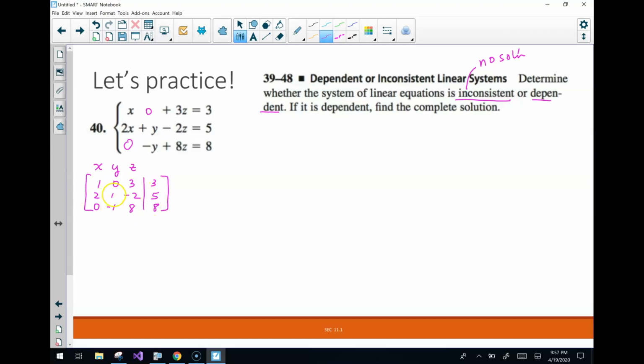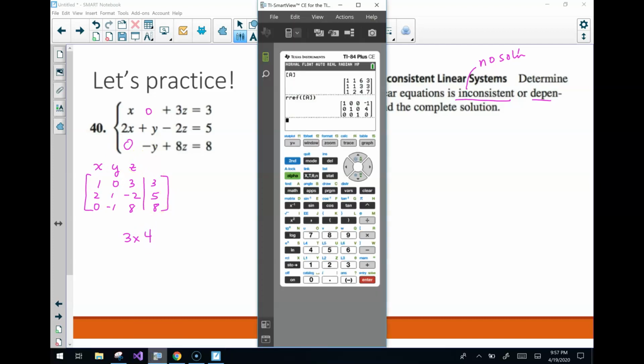In this augmented matrix, we have 3 rows. Rows go left to right, and we have 4 columns. Columns go up and down. So we have a 3 by 4 augmented matrix.